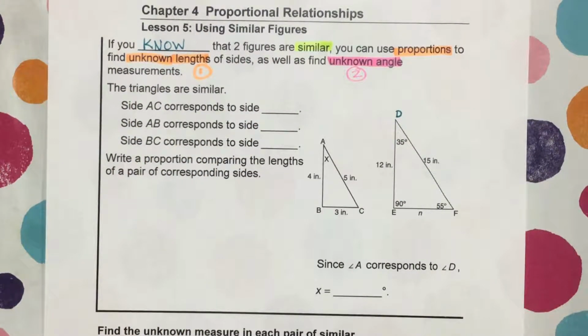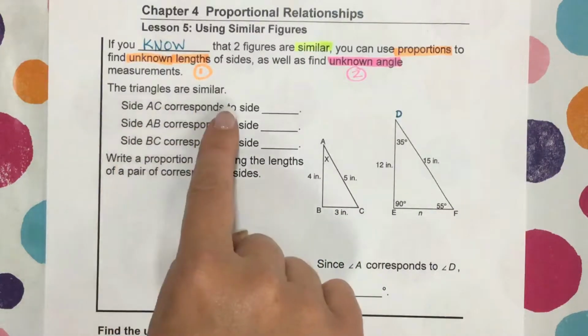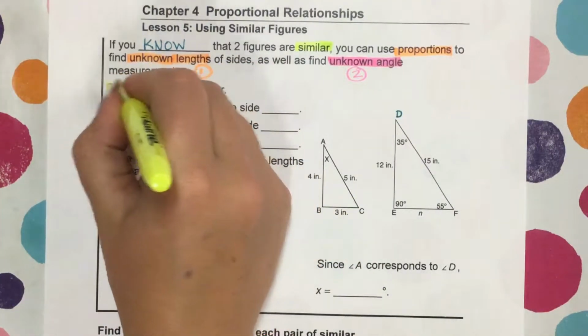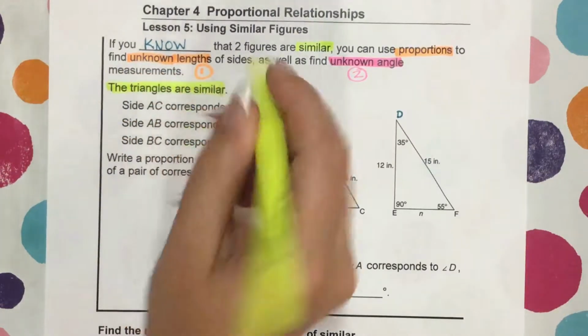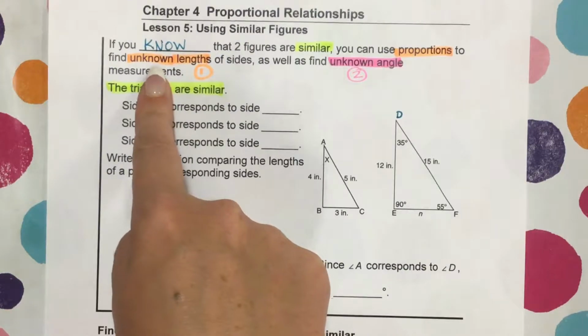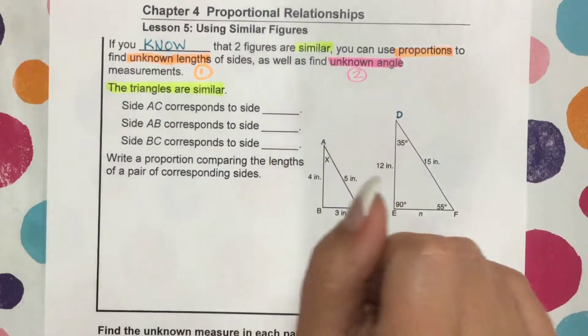So we're going to look at a few examples here. Number one, what it's telling us for this example is the triangles are similar. So boom. Because we know that the triangles are similar, now we can use proportions to find unknown lengths, and we can find unknown angles because we know that they're similar.